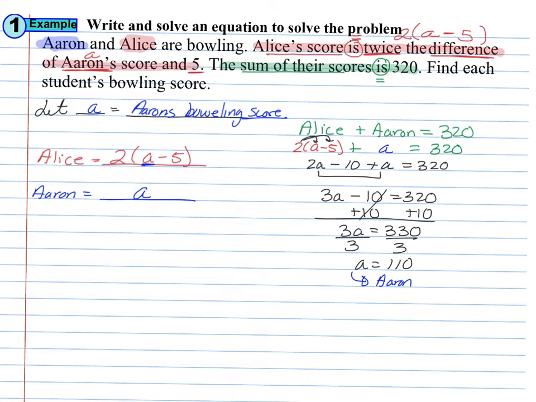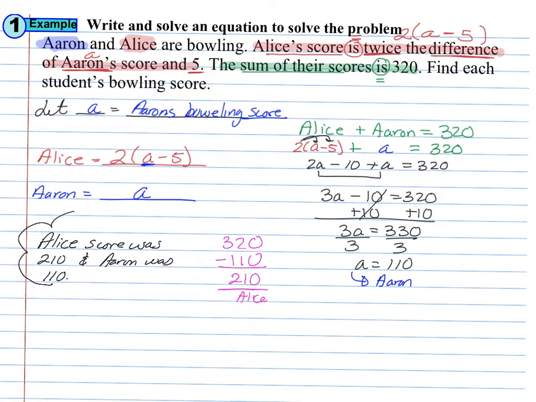Or the easy way, I know that 320 is both of their scores, and I just found Aaron's score. So all I have to do now is go 320, which is their combined score, subtract Aaron's score, and I'm going to find out that Alice's score is 210. So that's going to be Alice right here. So now I'm going to just write my sentence. I'm going to have Alice's score was 210 and Aaron was 110. So now this is my final answer.